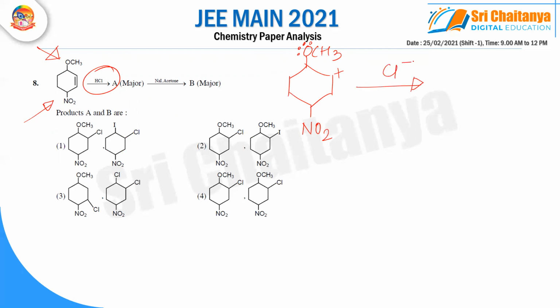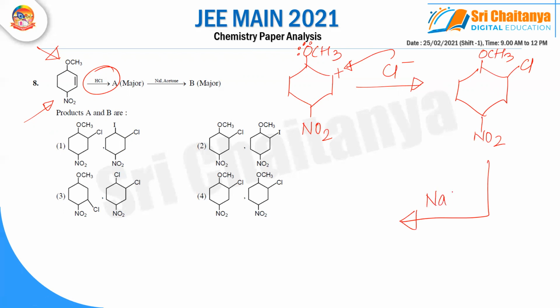Thereafter, Cl minus, which is waiting in the solution to attack, will attack at this particular carbon, and we are going to get this as a product. I'm sorry, there is no ring here. Now further, NaI and acetone, this is very easy. It's going to give you a substitution, replacing the Cl with iodine.